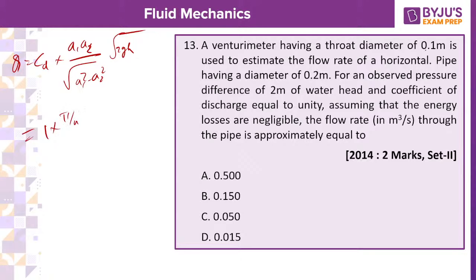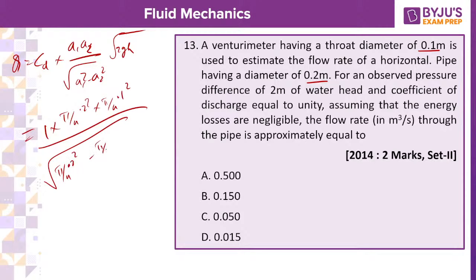The venturimeter has a throat diameter of 0.1 and the pipe has a diameter of 0.2. So, pi by 4 into 0.2 square times pi by 4 into 0.1 square, whole divided by under root of pi by 4 into 0.2 square minus pi by 4 into 0.1 square, then under root of 2gh, 2 into 9.81 into h. H is the difference of head, which is already given.